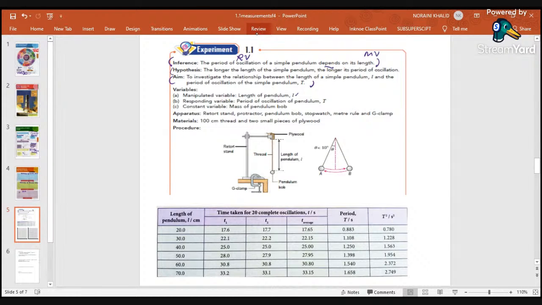Okay, so you can carry out the experiment: displace the bob at a small angle less than 10 degrees, then release to oscillate. Using the stopwatch, you measure the time taken for 20 complete oscillations. Repeat it twice until you get the first reading and the second reading. Okay, now let's look at the result.